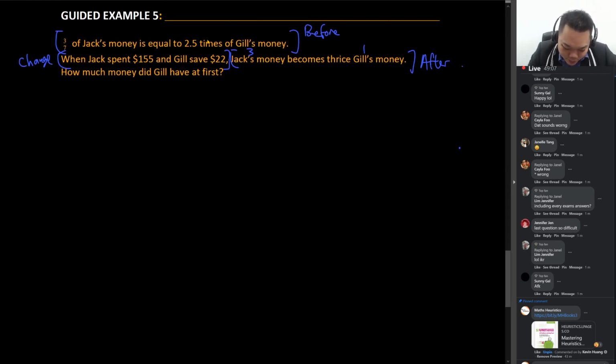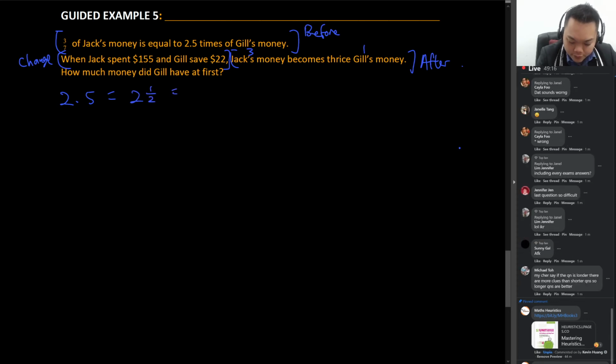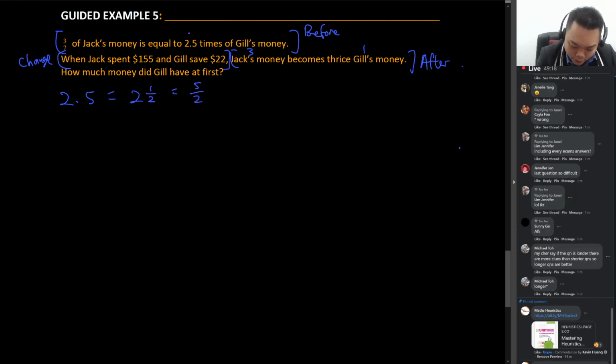So anyway, once we got this ready, first things first, change this to a fraction first. An improper fraction. This will be 2 whole and a half. Simplifies now to 5 out of 2. Now let's simplify the problem first.